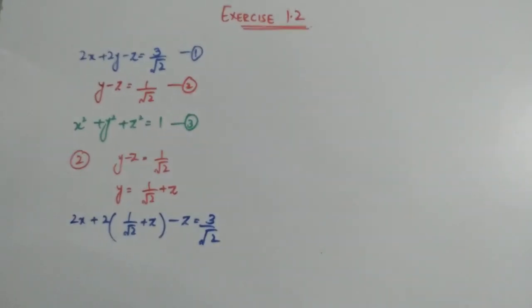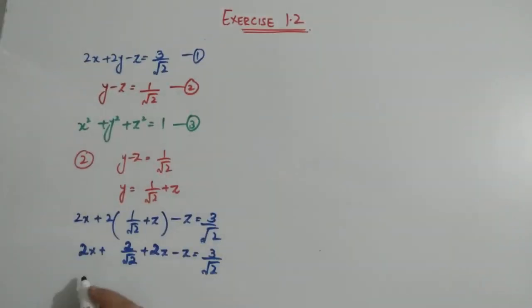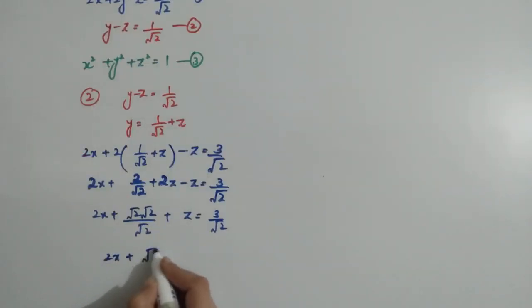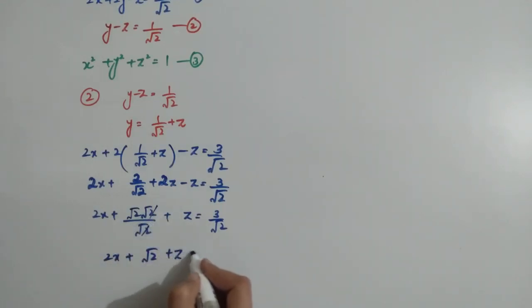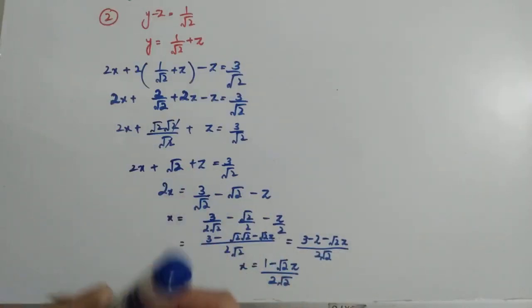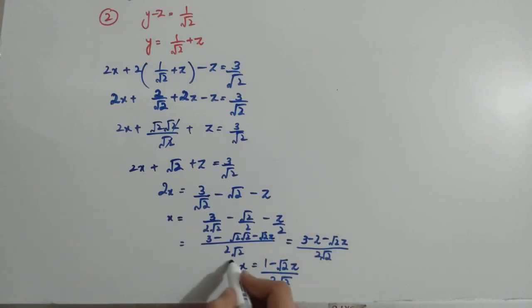Now simplifying it, this will be 2x plus, as I said before, you can write it as double, square root 2 over square root 2 in more simplified form, plus 2z minus z is z, equal to 3 over square root 2. This will lead to 2x plus square root 2 plus z equal to 3 over square root 2, or separating x from here. Now after simplifying and separating x from this equation, and after taking LCM, you get the final form of x in terms of z like this.